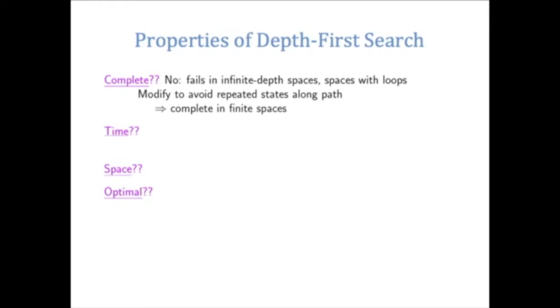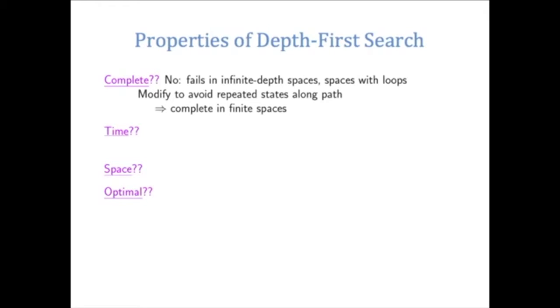Now, what we want to do, of course, to avoid this kind of problem is make sure that we avoid repeated states along the path, and in the implementation we've done for breadth first search, we already have that, so we should be safe.